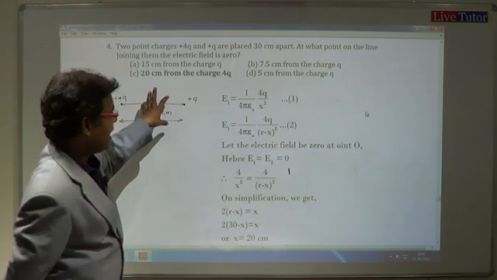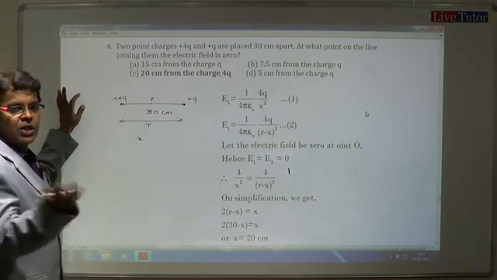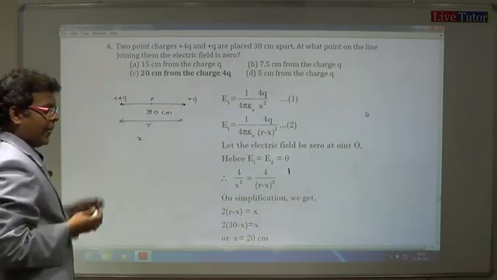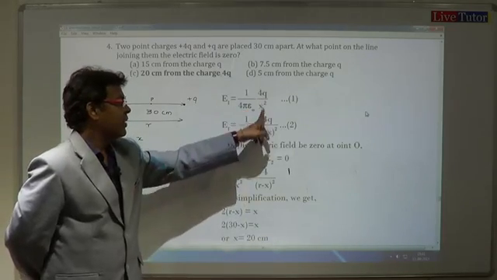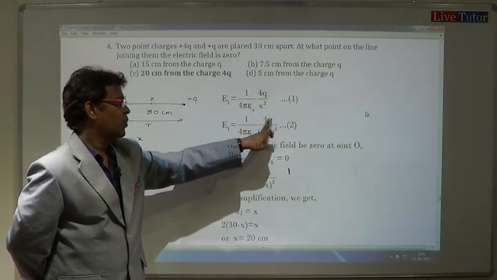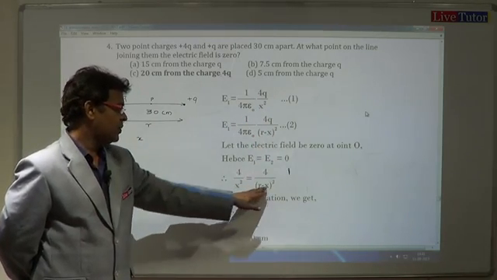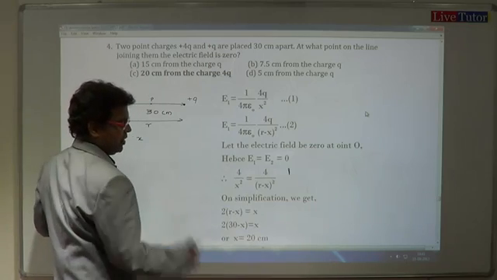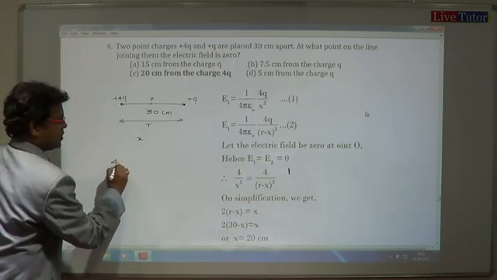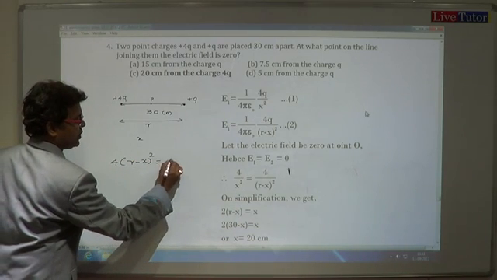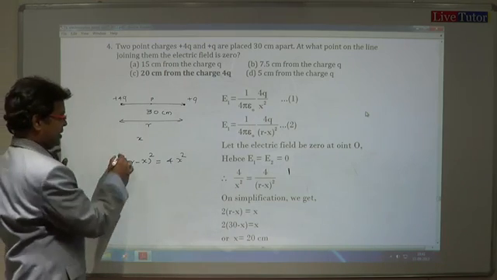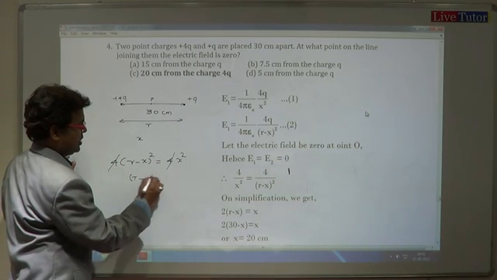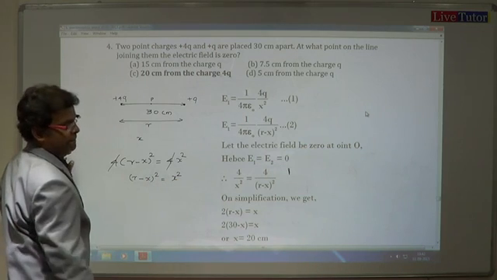When the electric field is 0, E1 is equal to E2. The electric field becomes 0 at this point only when E1 and E2 are equal. So, we can simply concentrate on the variables, as I said already. 4q by x square is equal to 4q by r minus x whole square. Equating, we'll get x is equal to 20 centimeter on simplification. How do we simplify? 4 into r minus x whole square is equal to 4 into x square, cross multiplying. The 4 gets cancelled. Then what is remaining? R minus x whole square is equal to x square, isn't it?